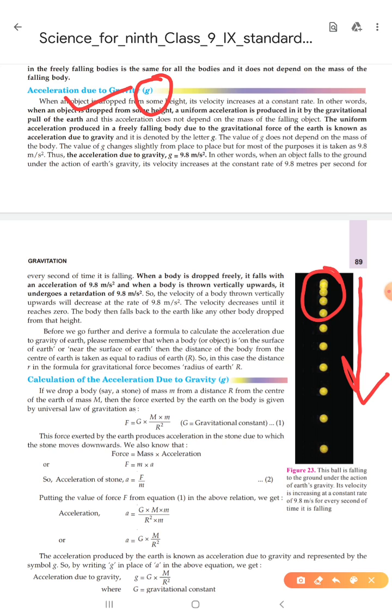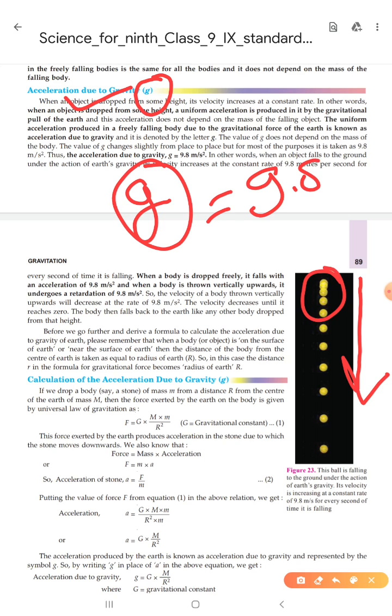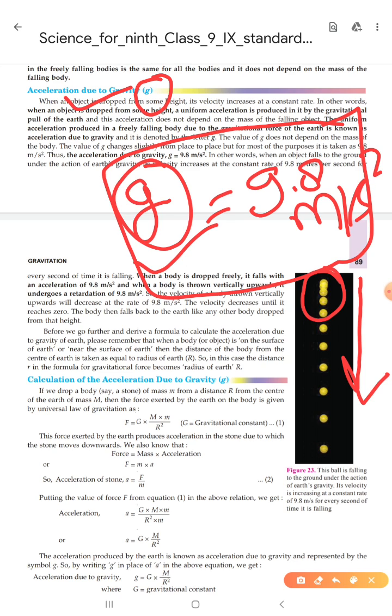Got it? And this acceleration is denoted by small g, and its value at the surface of earth is 9.8 meter per second square. At the surface of earth, this is the value of small g. What does it mean that g equals 9.8 meter per second square? It means that when a body is dropped freely, it falls with an acceleration of 9.8 meter per second square, and when a body is thrown vertically upwards, it undergoes a retardation of 9.8 meter per second square.